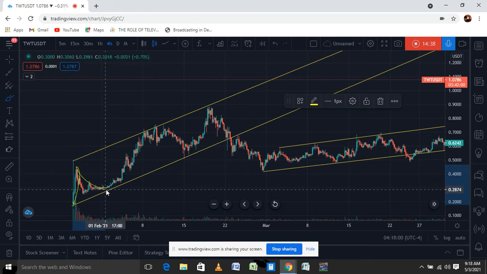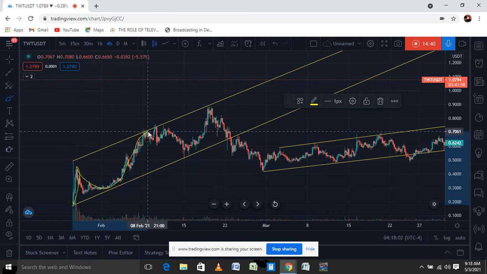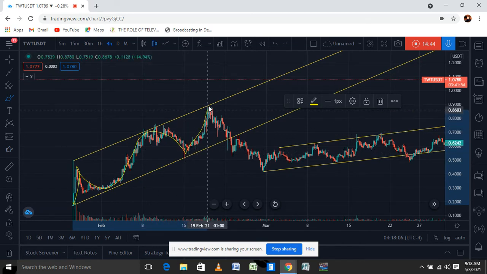See what happened here? Acted as a support, came back, acted as a resistance, acted as a support, came back here, acted as a resistance. What happened here? Acted as a support. Support was broken. The trend line support was broken. What happened? It went down.